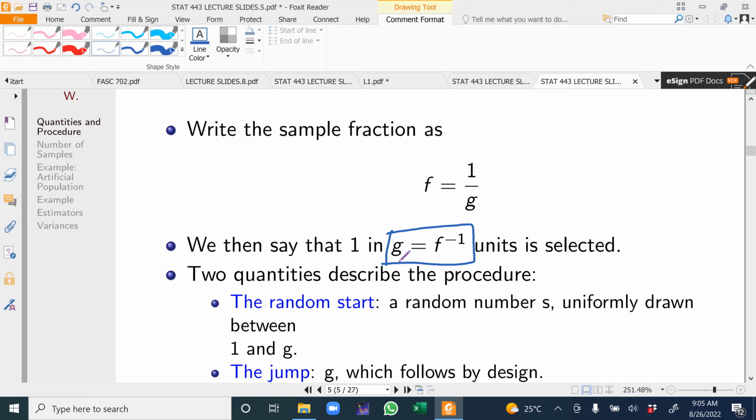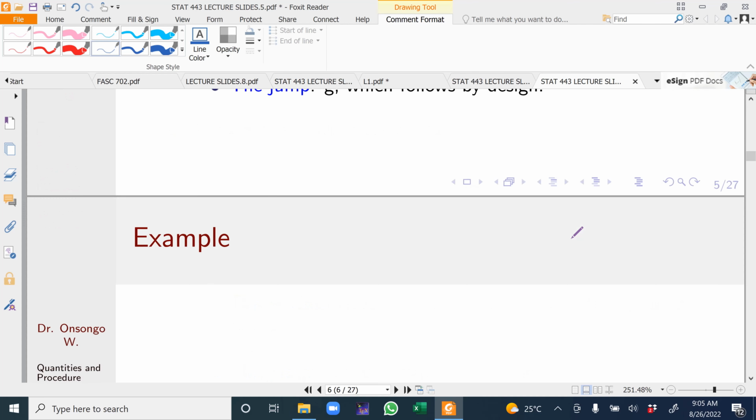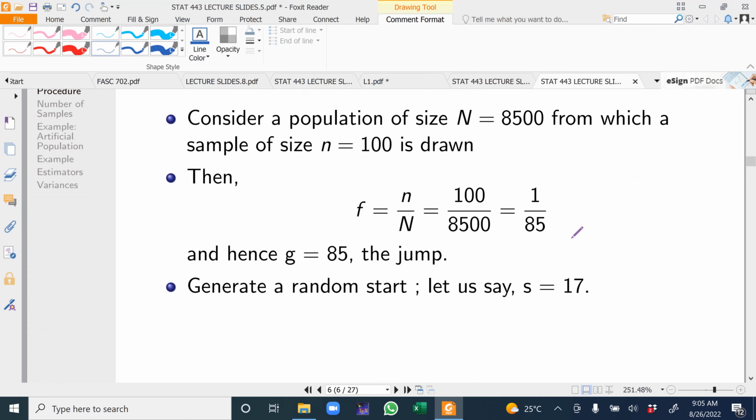After each gth element, you pick your unit into the sample. So here is an example. If we consider a population of size 8,500, from which we draw a sample of size 100, then we can calculate our sampling fraction as the sample size divided by the population size, so that we have our sampling fraction to be 1 over 85.